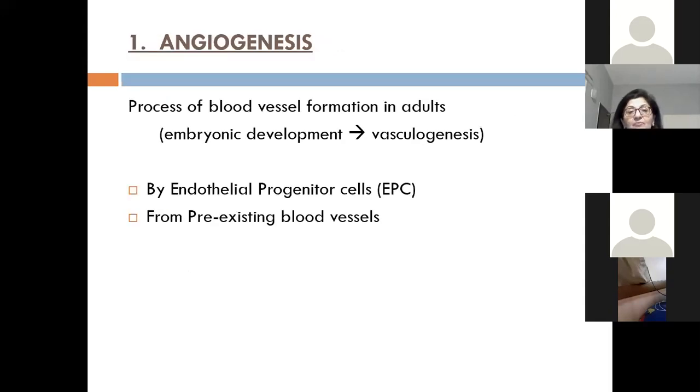Angiogenesis is a process of blood vessel formation in adults. The embryonic development of blood vessels is called vasculogenesis, and this occurs by two methods. One is by endothelial progenitor cells, EPCs, and the other one from the pre-existing blood vessels. This is the main type, from the pre-existing blood vessels. But if the blood vessels are totally destroyed and there are no blood vessels, then the angiogenesis will take place from the endothelial progenitor cells.